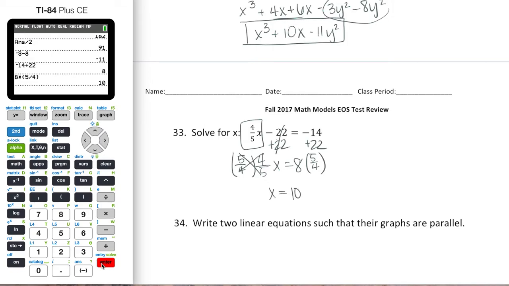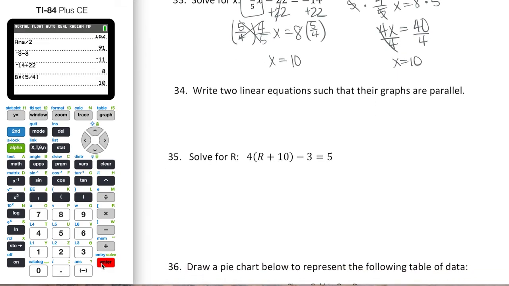Another way you can do that, if we have 4 over 5x equals 8, you can multiply by 5. So 4x equals 40. And then divide by 4, so x equals 10. Either way works, just got to know how to do one of them.